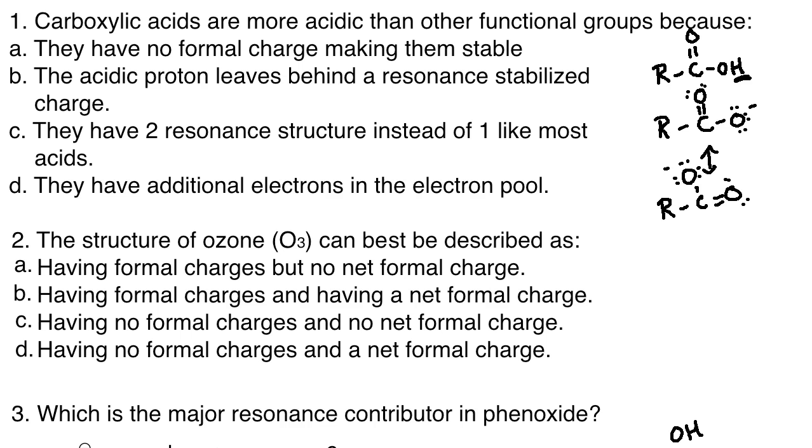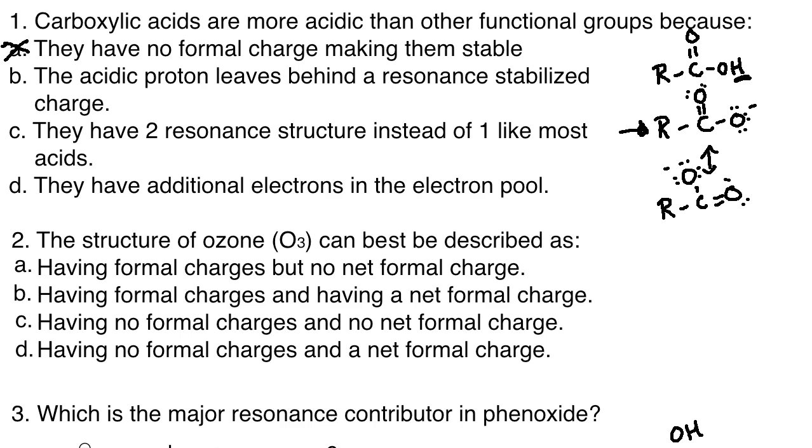I'm sorry, these answers. A: they have no formal charge, making them stable. Well, that is true. When I look at a carboxylic acid before it's been deprotonated, it does have no formal charge, and that does make them stable, but that would not lead to acidity, because if something's stable, it's not as likely to dissociate, okay? So answer A is out here, and especially once you get to the deprotonated form, which is what really makes it acidic, there is a formal charge there. It's a negative formal charge. So A is not a good option here, all right?